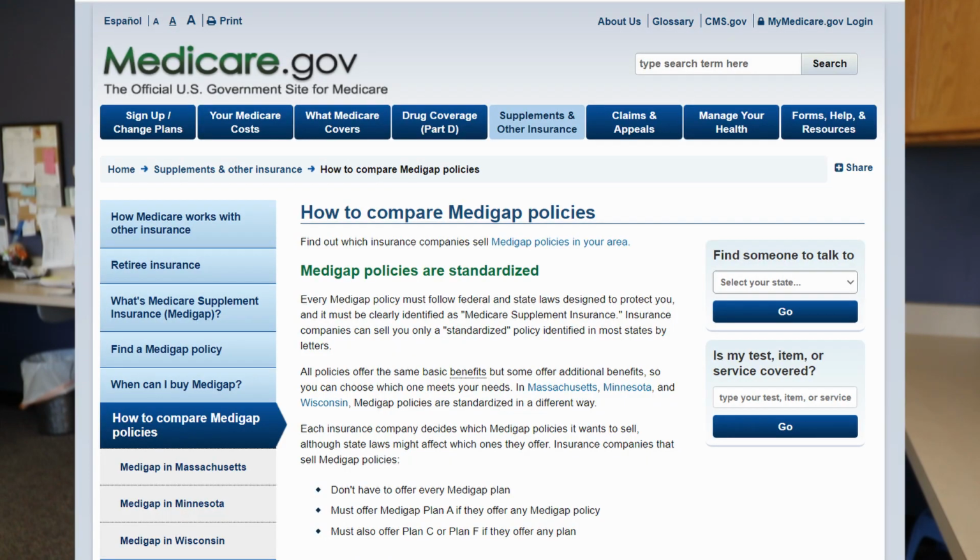So let's take a look at the Medicare website. Let's take a look at some of the different kinds of supplemental policies and how you can figure out what the secondary is going to cover. This way, before you begin treatment, you have an idea of the patient's financial responsibility coming up. Let me share my screen.